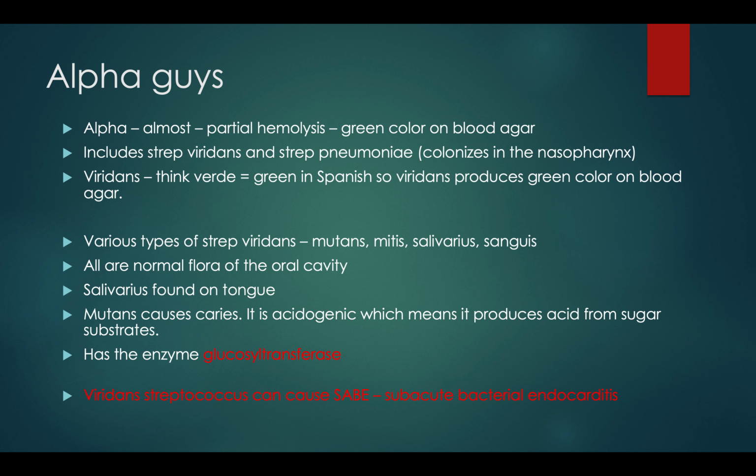Then viridans streptococcus can cause SABE, that's subacute bacterial endocarditis. Now this one is a tricky one because you can imagine this organism is present in the mouth, and how is it going to affect the heart? So yeah, you gotta remember it, because if you get a traumatic extraction or something, these organisms, they're gonna enter the bloodstream, and it can cause subacute bacterial endocarditis in those persons whose heart valves are already weakened, or they have already had a prosthetic valve or something like that.